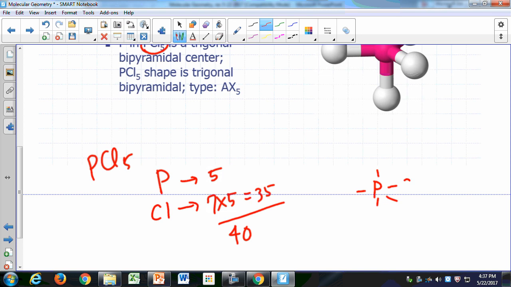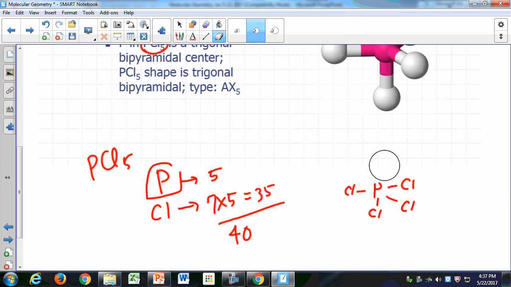So you're going to surround your phosphorus by 5 chlorines. Remember, phosphorus is in the third row, so it can have an expanded octet. In this case, it actually has 10 electrons around it rather than 8, so it has more than an octet. So that's 2, 4, 6, 8, 10.